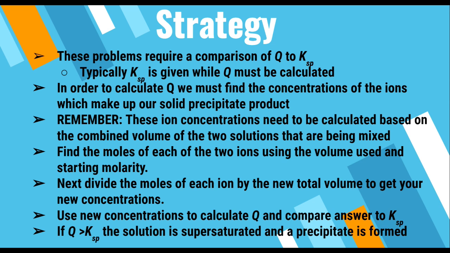Remember, these ion concentrations need to be calculated because we have a new volume that's the result of two solutions being mixed. We're going to want to find the moles of each of the two ions using the volume used and the starting molarity of their solutions. Next, divide the moles of each ion by the new total volume to get your new concentrations. Now we can plug that into our Q expression, get a value for Q, and compare it to KSP. Again, if Q is greater than K, the solution is supersaturated and a precipitate is formed. If Q is less than K, no precipitate.